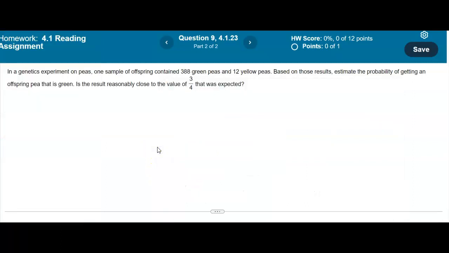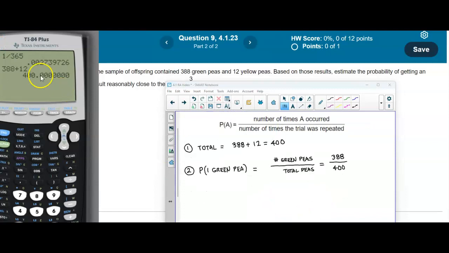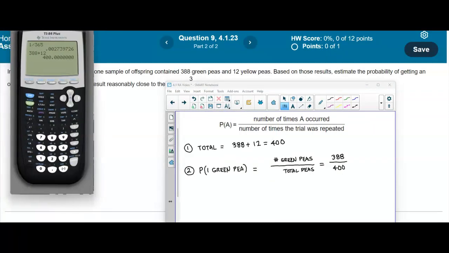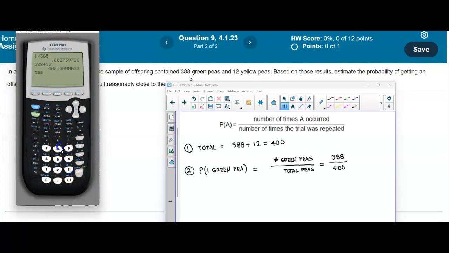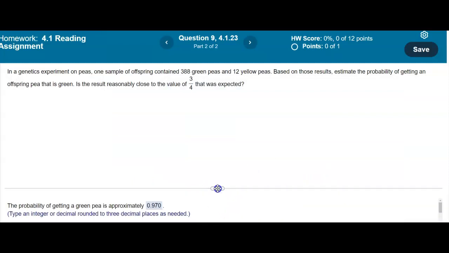Okay, so now it also tells us that we're going to need to round this result. So let's go ahead and first find our decimal here. So if we take 388, divide that by 400, we get 0.970. So let's check our result. It says the probability of getting a green pea is approximately 0.970, and there is our result.